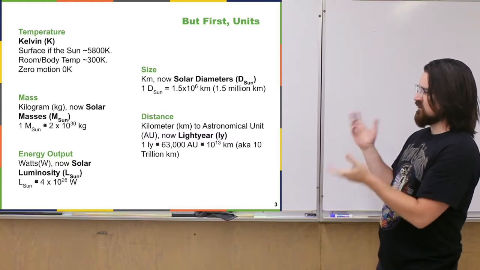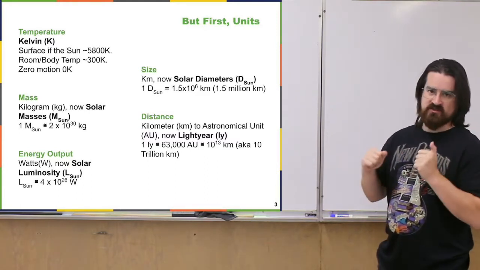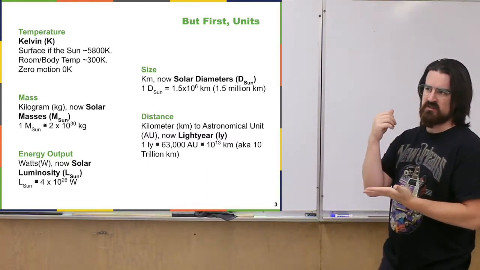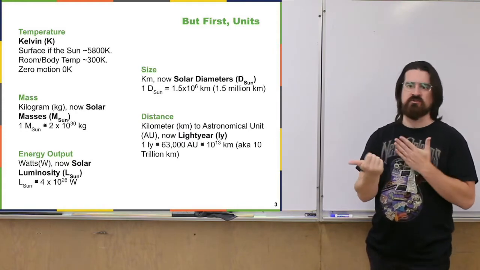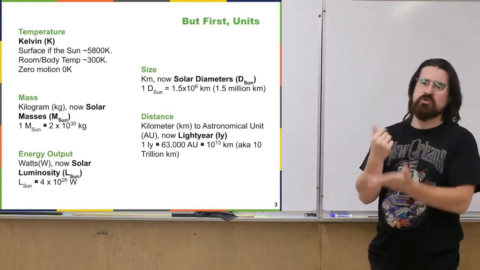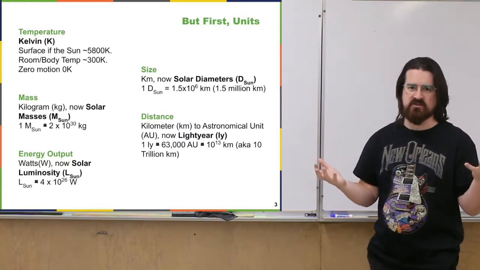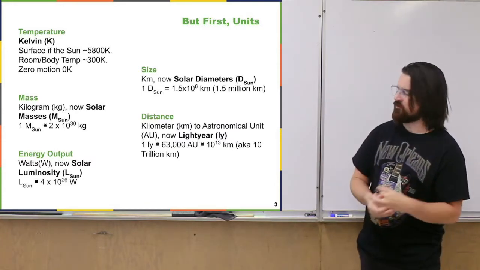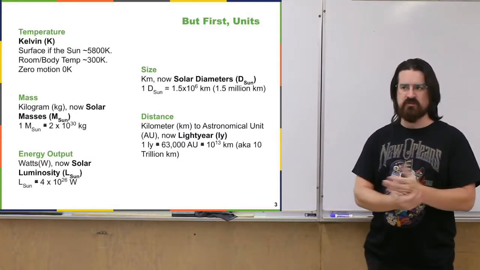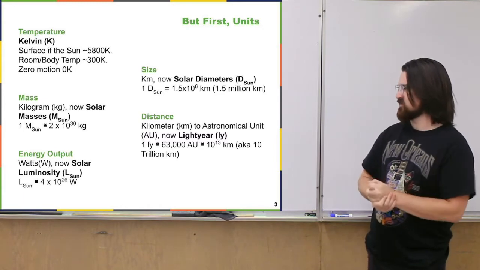Instead, we're going to talk a lot in solar masses. How many times the sun's mass are these other stars? So it could be like 2 solar masses, which is twice as massive as our sun, or 1/3 of a solar mass, which is 1/3 the mass of our sun.